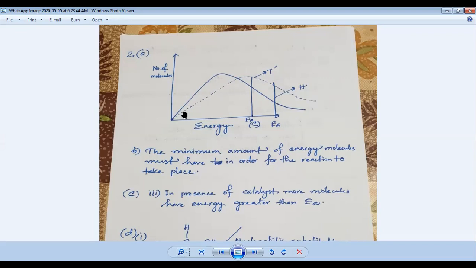That means the number of molecules having low energy will be the same. The number of molecules having high energy will be the same. The number of molecules having average energy will be the same. The difference is the activation energy. Now, the minimum energy to start the reaction will be lower. Earlier, as we go to the right side along the x-axis, energy increases, right? Earlier, we needed more energy. Now, as the line is shifted towards the left side, we need less energy to start the reaction.